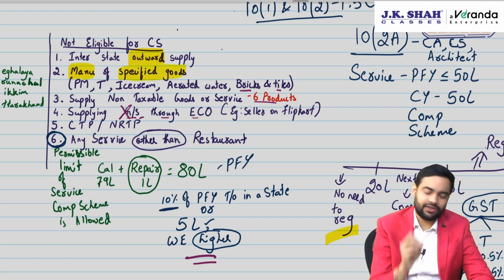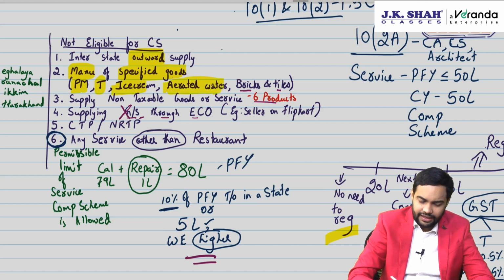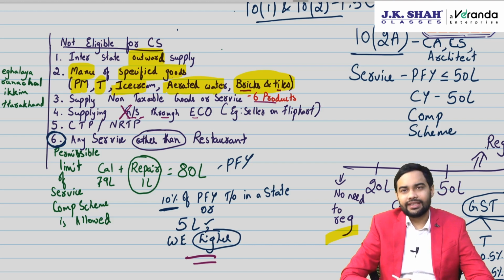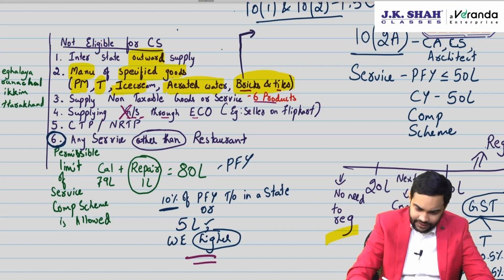Which are the specified goods which are mentioned? Pan masala, tobacco, ice cream, aerated water, and lastly bricks and tiles. And bricks and tiles are of various categories. It could be fly ash bricks. Fly ash bricks are the grey color blocks.